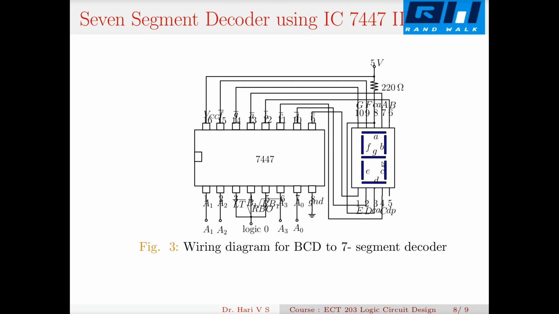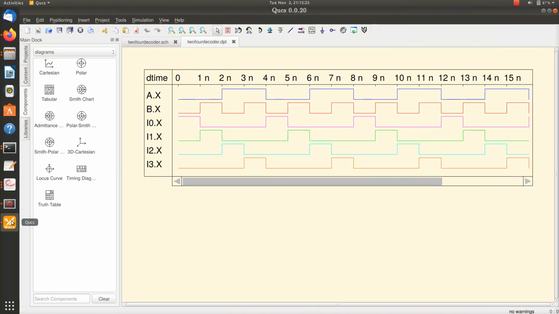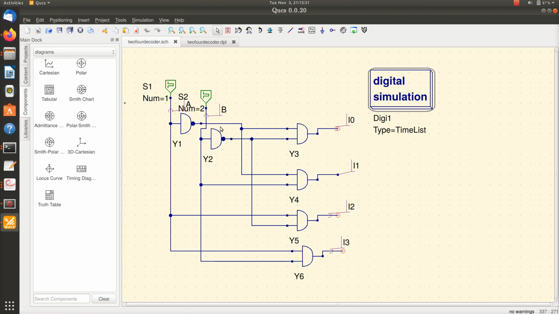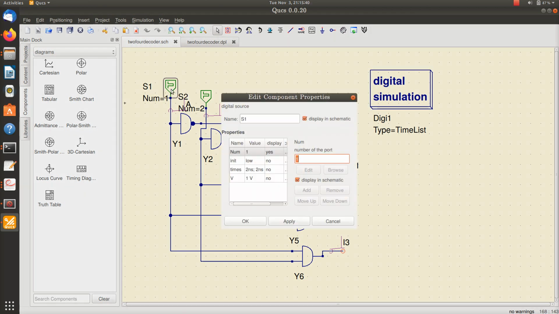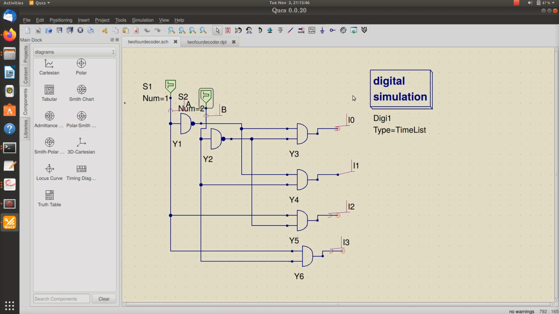Here I missed one thing, that is I will show you a simulation of the 2 to 4 decoder with the cubes. I forgot this. The earlier circuit I have shown you here is a 2 to 4 decoder. Now these are my select lines, S1 is a 2 nanosecond pulse, and this is a 1 nanosecond pulse. So you can see patterns 00, 01, 10, 11, etc.